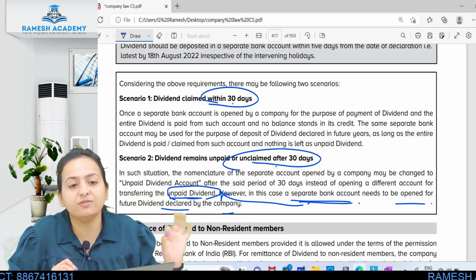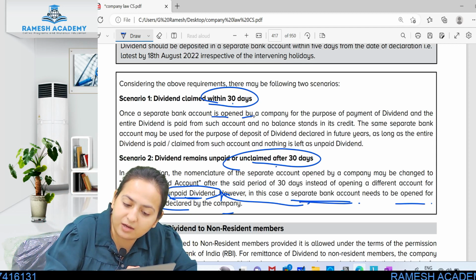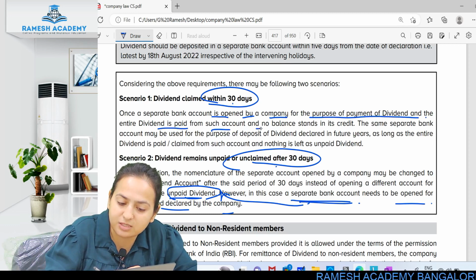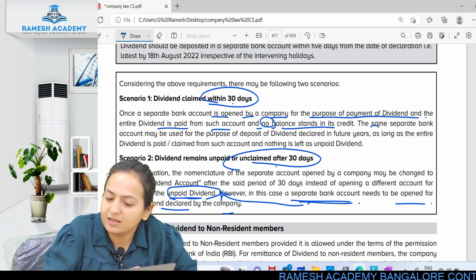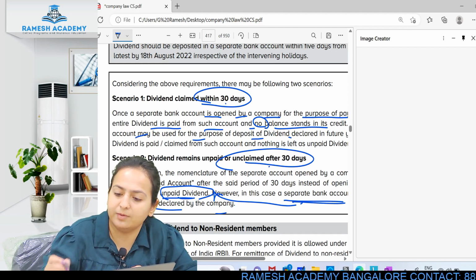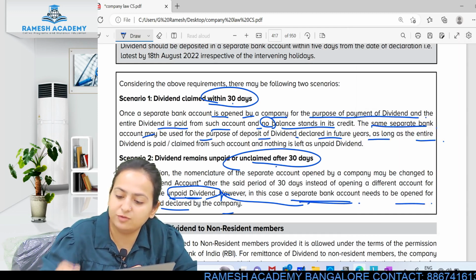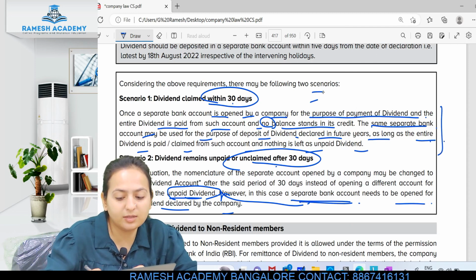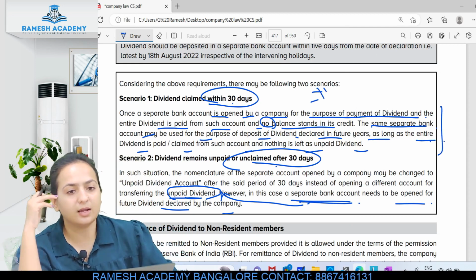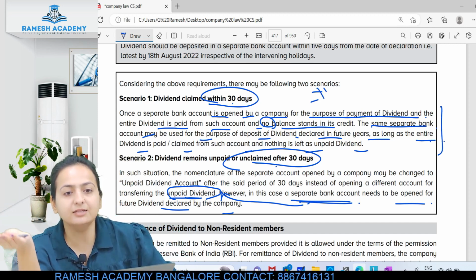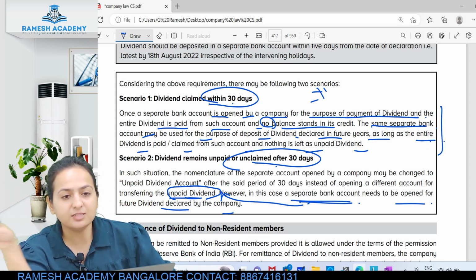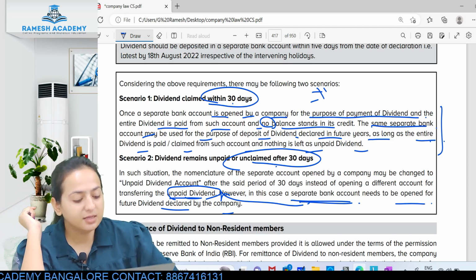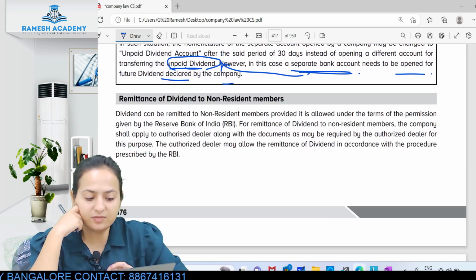Now, if dividend is claimed within 30 days, once a separate bank account is opened for the purpose of payment of dividend and the entire dividend is paid from such account and no balance is there, the same separate bank account can be used for the deposit of dividend declared in future years, so long as the dividend is paid and claimed and nothing is left. So if nothing is left as unpaid dividend, you can put the dividend of future years in that same account. Remittance of the dividend to the NRIs.